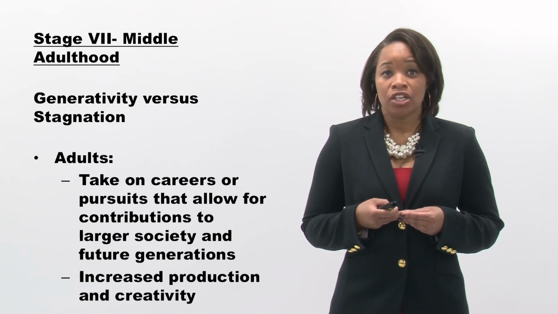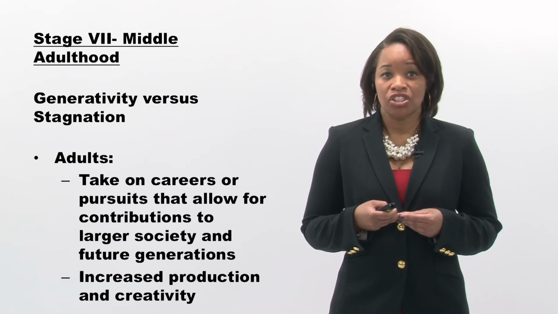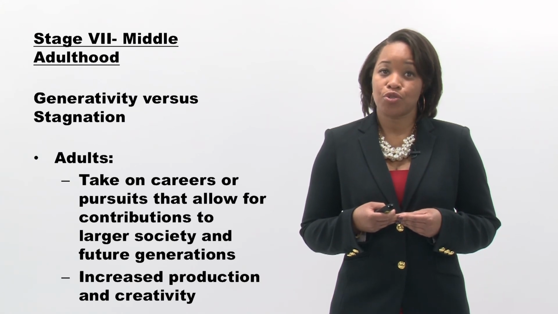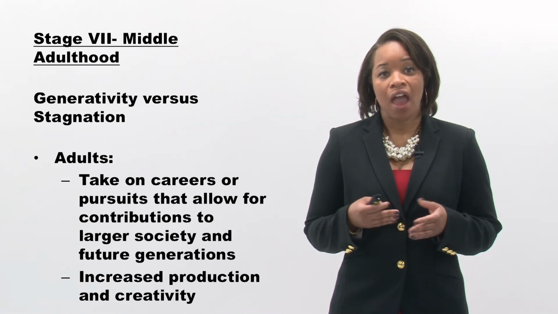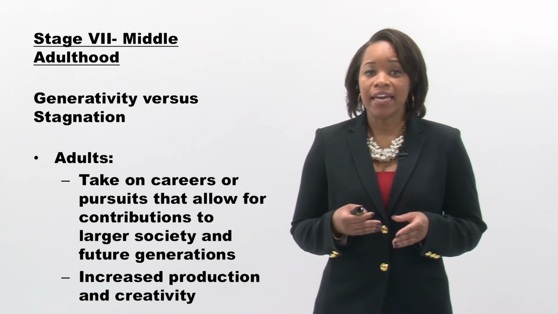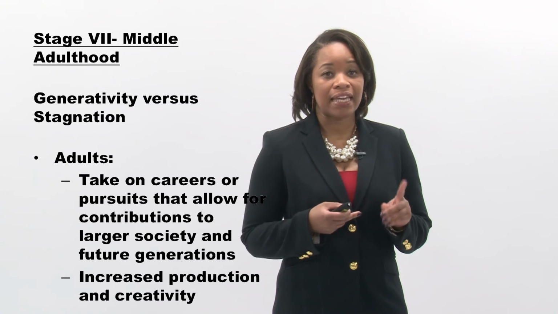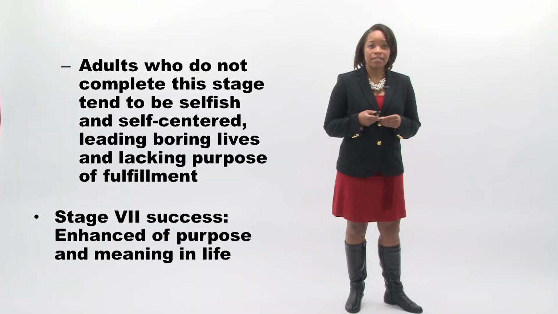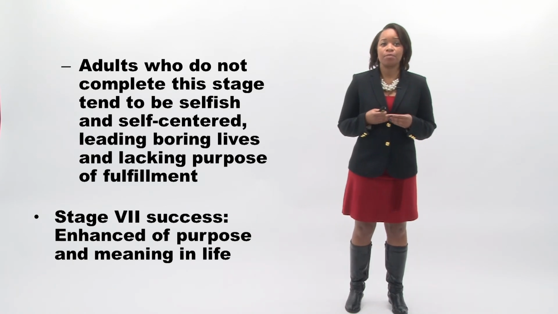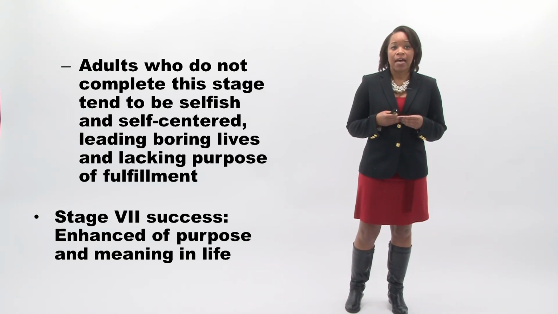Stage 7, generativity versus stagnation. Adults take on careers or pursuits that allow for contributions to the larger society and to future generations, with increased production and creativity. Adults who do not complete this stage tend to be selfish and self-centered, and they lead boring lives lacking purpose or fulfillment. So success at this stage means an enhanced sense of purpose and meaning in life.